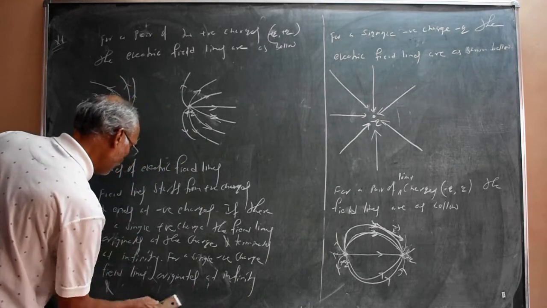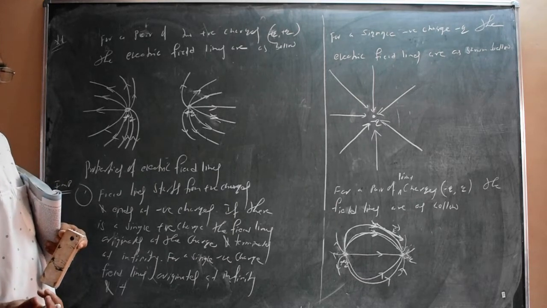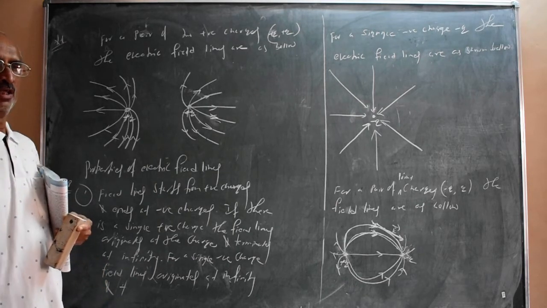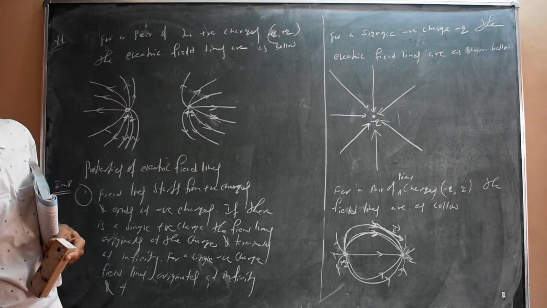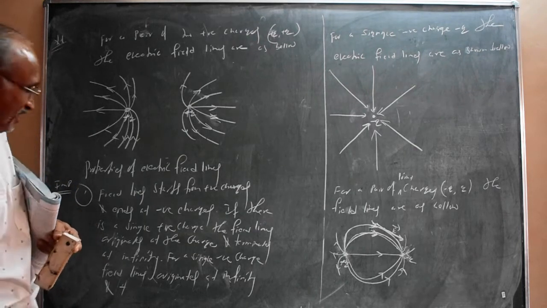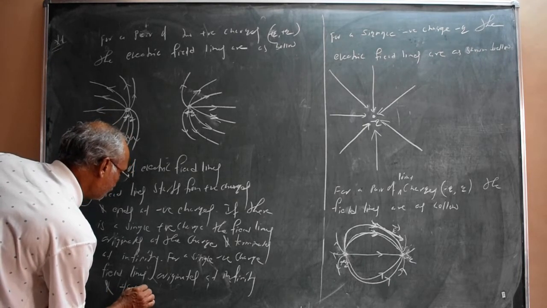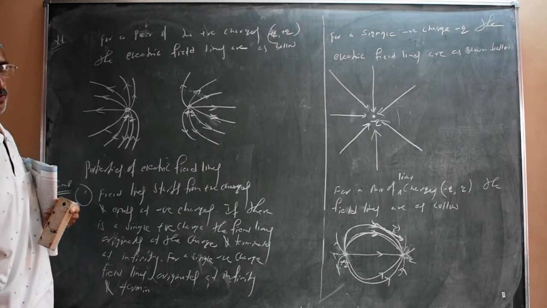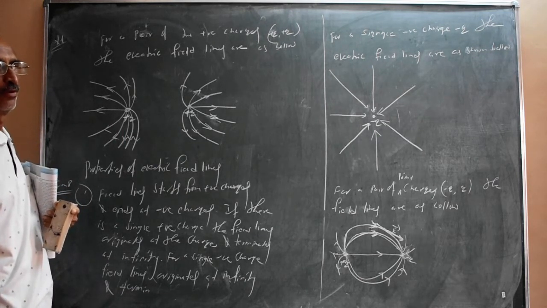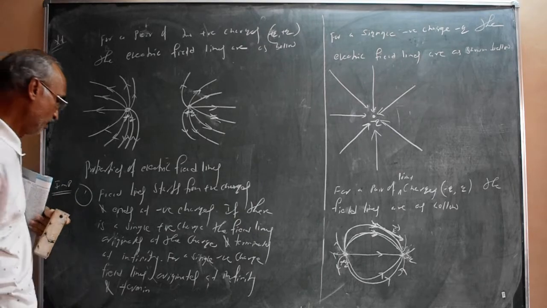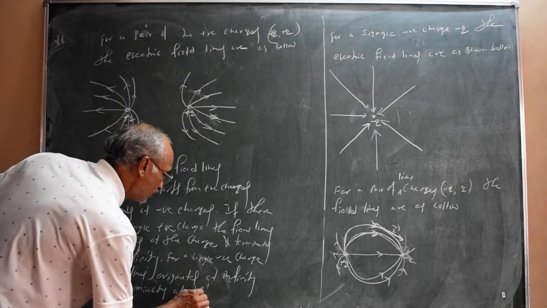Ends means terminates. Starts means originates. They are born at infinity and they die at the negative charge. That is the meaning of originates and terminates. If the words originates and terminates are difficult for you, you can use the words starts and ends at the charge.